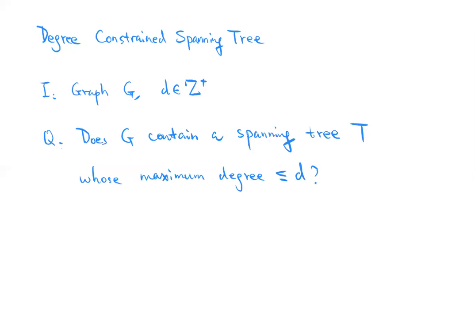All right, so in a graph, we can find the spanning tree by DFS or BFS. But the degree of the spanning tree may be different. For example, if I use this one, the maximum degree here is 4.